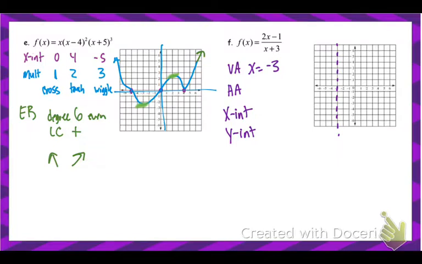Horizontal asymptote, we look at the degree of the top and the degree of the bottom. Okay, these were same degree, you divide the leading coefficients. X-intercept, it happens because it's 0 divided by a number. Okay, we're solving for when it equals 0, so we set the top equal to 0. And then y-intercept, I plugged in 0 for my x's. And that is my intercepts.